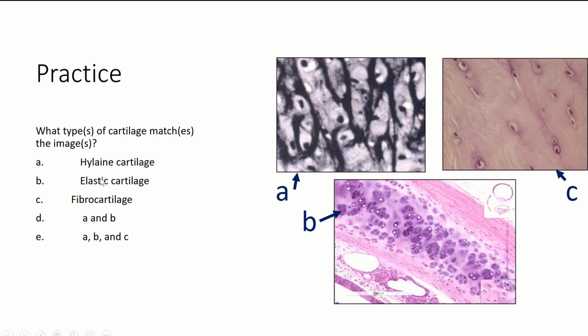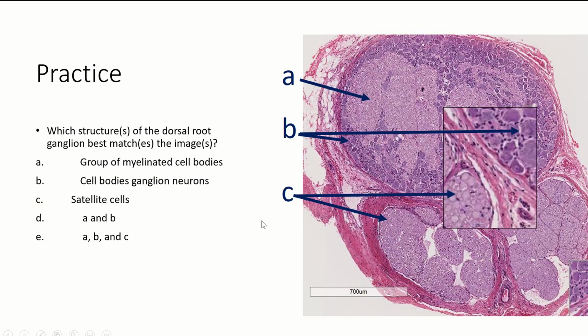These are actually switched. And so then C, we can see here all the fibers are running in the same direction. The nuclei are kind of all going in a little neat line. So that would be fibrocartilage, right? And so that one does match. That one is correct. So the answer would be C.